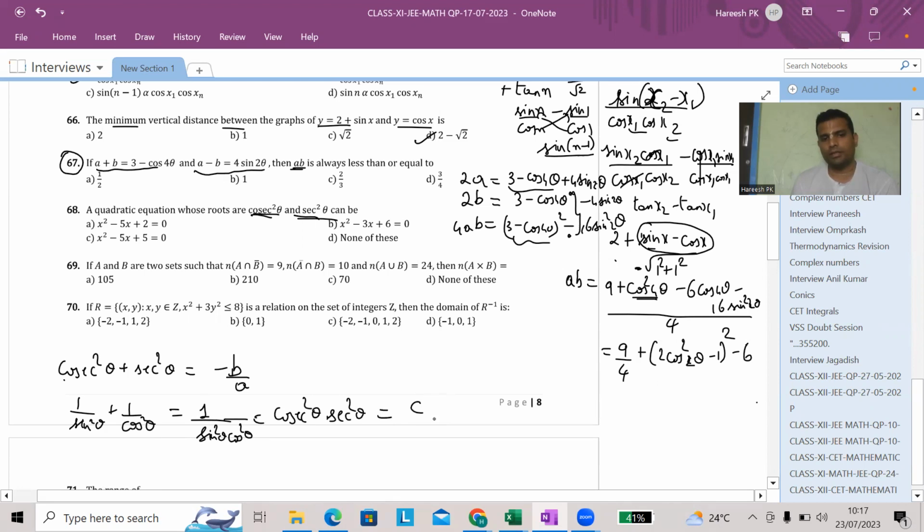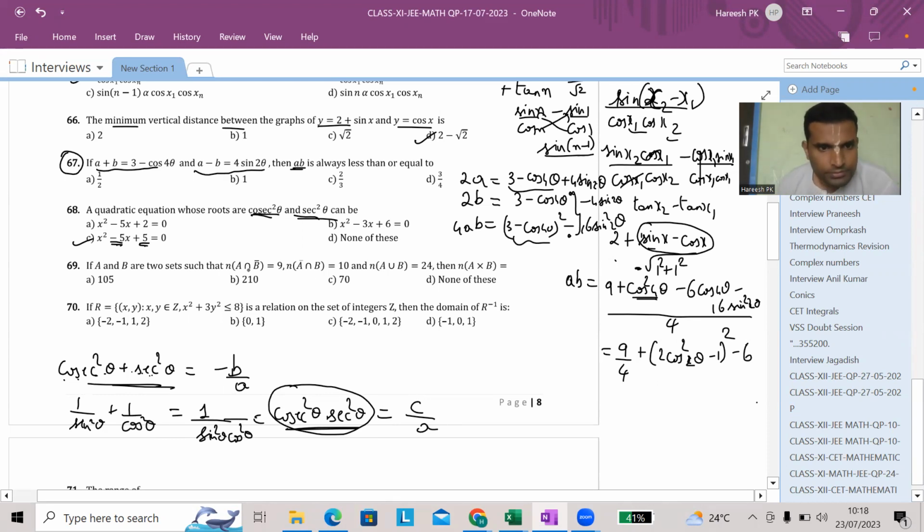So what does that mean? In this quadratic, sum of roots is equal to the product of roots, because cosecant square plus secant square eventually simplifies to cosecant square into secant square. So that means minus b and c should be equal. So the right answer is option C, because here minus of minus 5 is plus 5 and c is also plus 5. That's an easy question. Let's do this.